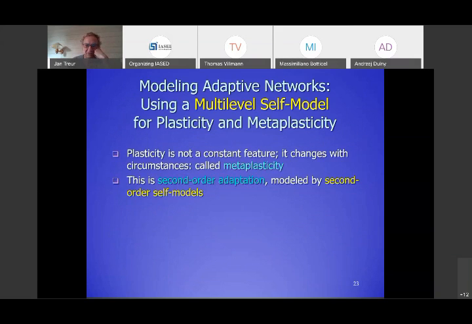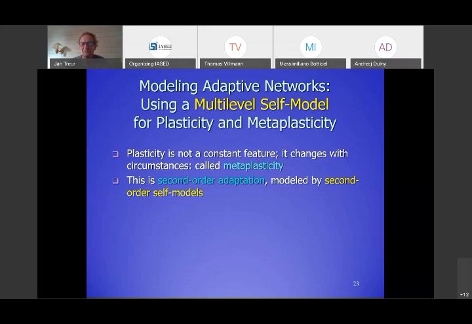But before I do the example, I want to discuss now the step also for second-order adaptation, or like it is called in the literature of cognitive neuroscience, metaplasticity. So the question is, at what time and under what circumstances should the brain have plasticity? It would not be good if the brain would be plastic all the time. So there should be moments that it should be plastic, and there should be moments that it should not be plastic.